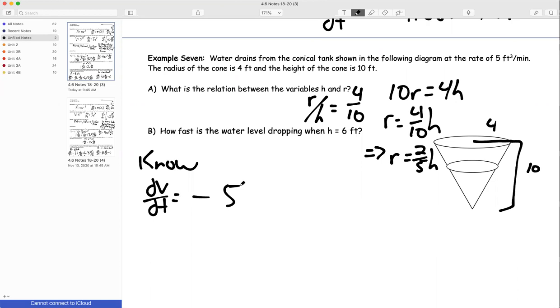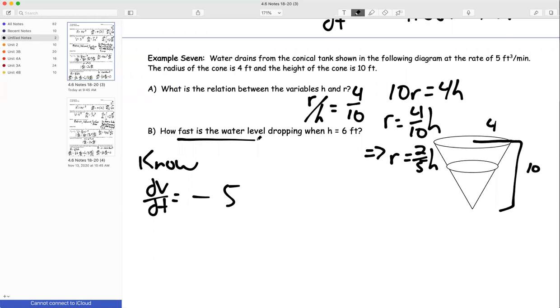I also know that h is going to be 6, and they want to find how fast the water level is dropping. So that is a rate of change. Also, what is it a rate of change of? It's not the volume because I just wrote down what that was. It's the rate of change of the height.